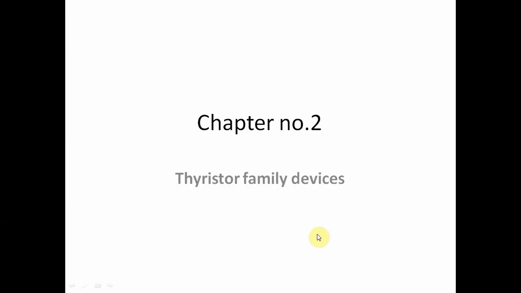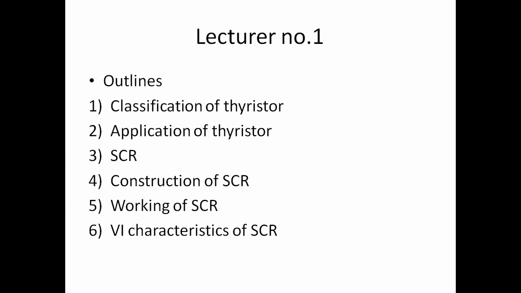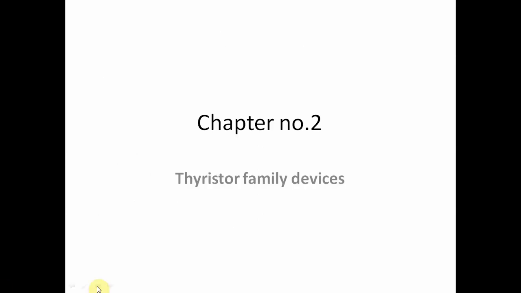Hello, in chapter number two of power electronics is the thyristor family devices. We already studied chapter number one, the power electronic devices. There are three types of power electronic devices. First one is the power BJT, second one is the power MOSFET, and third one is the power IGBT. Now we will study the second chapter, power thyristor family devices.